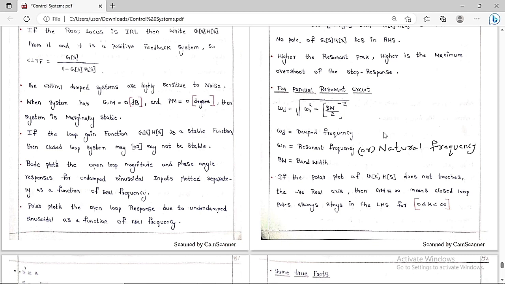Omega n is called the resonant frequency or natural frequency, whereas BW is called the bandwidth.